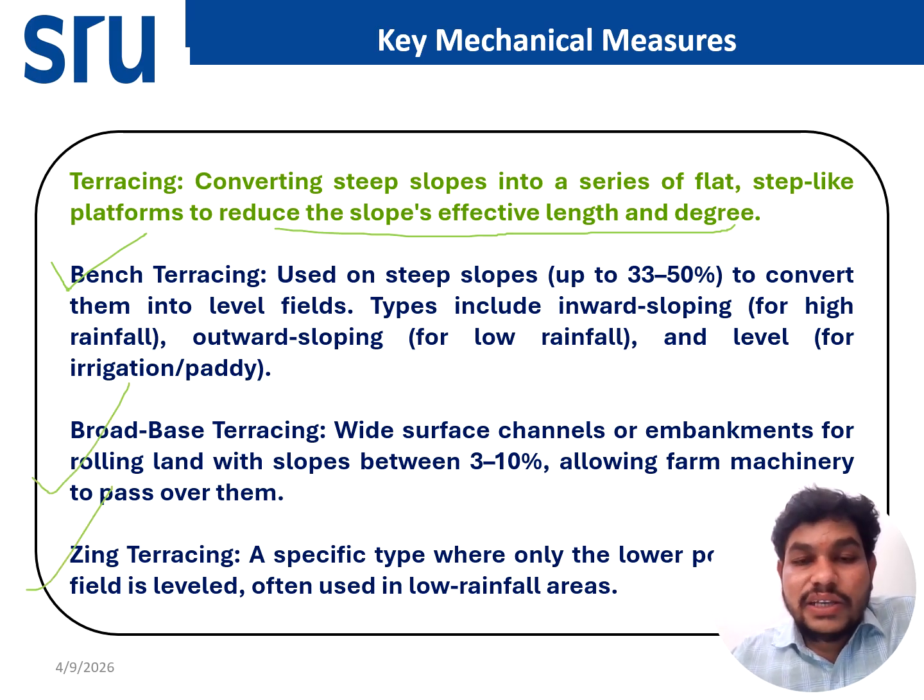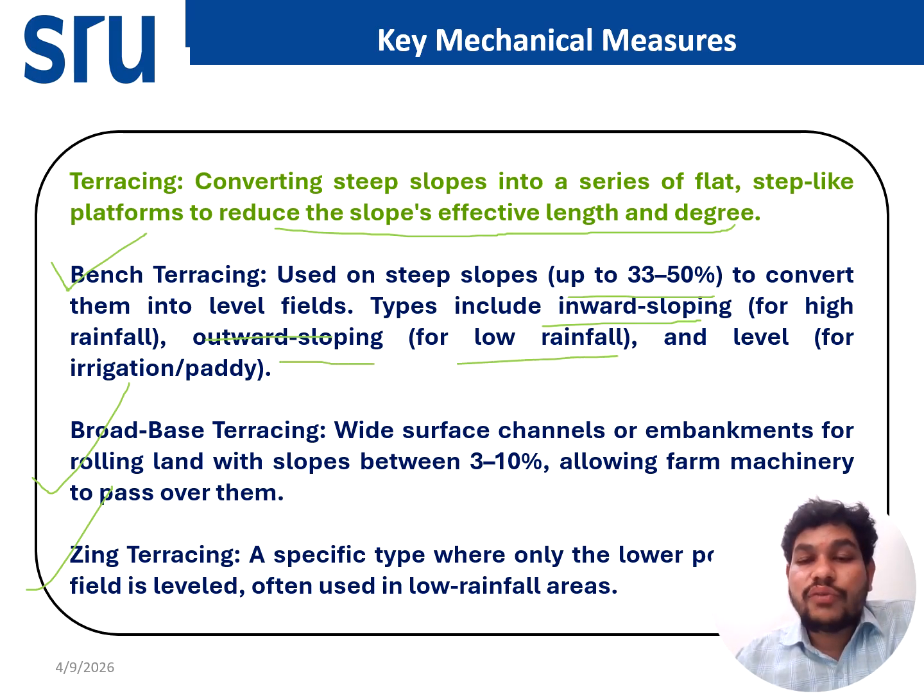Bench terracing is effective up to a 33 to 50% slope. It converts the sloping area into level fields. It also includes inward sloping, which we see in high rainfall areas, outward sloping for low rainfall areas, and level sloping for irrigated areas.